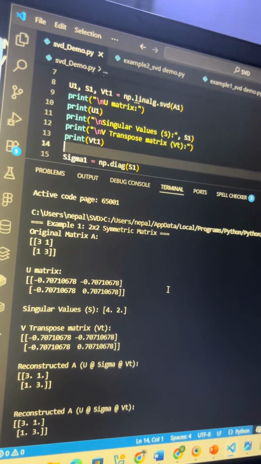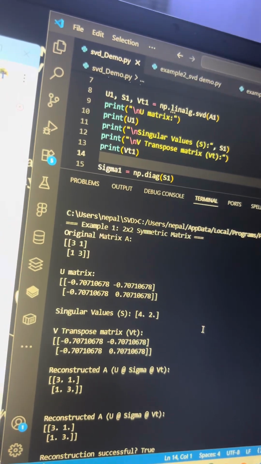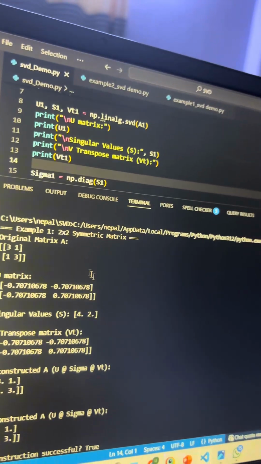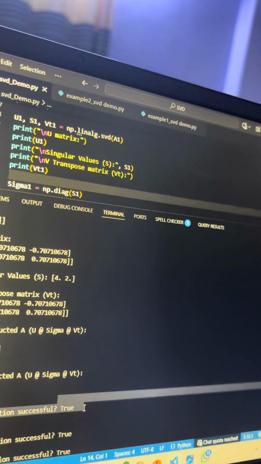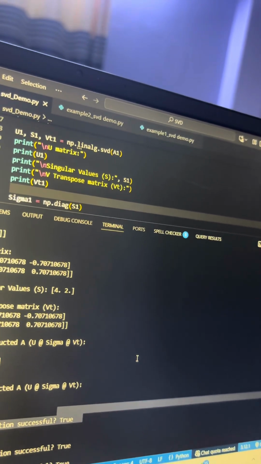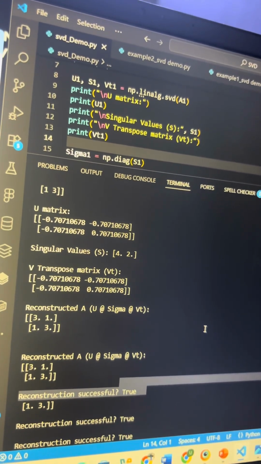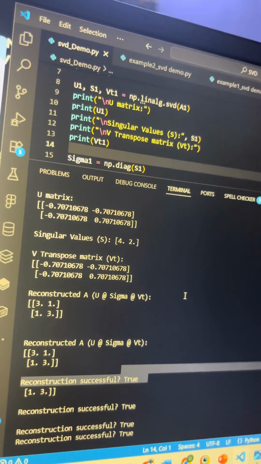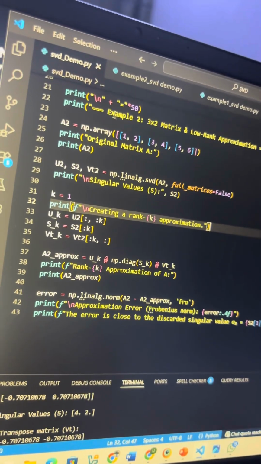So if you look at the result of the example 1 matrix, you can see the singular values match exactly what we calculated, 4 and 2, and the reconstruction check also says True, which means our manual math was spot on. This shows that Python confirms everything we did by hand. The computer does in one line what took us several steps, but understanding the steps helps us know what's happening inside it. Now let's talk about example 2.